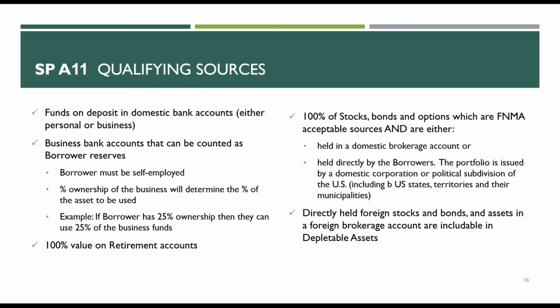Then you have 100% of stocks, bonds, and options, which are Fannie Mae acceptable sources and are either held in a domestic brokerage account or held directly by the borrower. The portfolio is issued by a domestic corporation or political subdivision of the United States. Directly held foreign stocks and bonds and assets in foreign brokerage accounts are includable in the depletable assets.